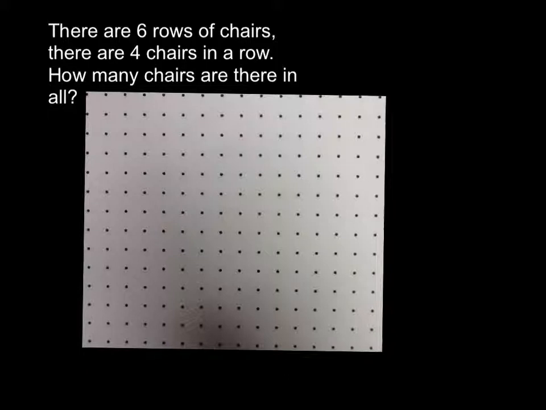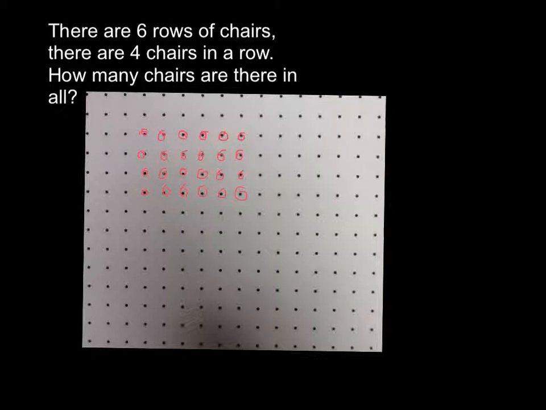There's one other way we could look at it. Here's the same problem. There are 6 rows of chairs. There are 4 chairs in a row. How many chairs are there in all? Okay, well, let's do the same work, except let's use this chart below using our dots. So 6 rows, so let's do 1, 2, 3, 4, 5, 6. There are 4 in a row, so 1, 2, 3, 4, and repeat for each row. And then we just need to add up our dots.